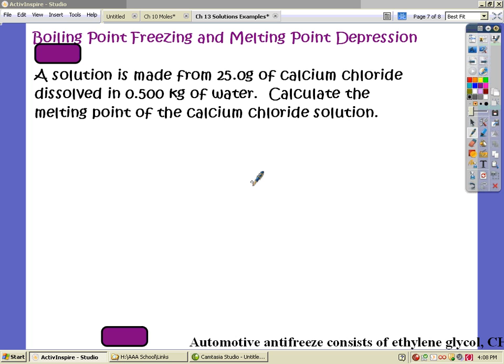Okay, let's try another one. In this example, we're looking at one that has calcium chloride, which is an ionic substance, and so we're going to need to take into account that Van Hoff factor. So this time we're working on melting points or freezing points, and if I want to solve for how much it changes, I'm going to use my formula. Delta TF is equal to the Van Hoff factor times molality times our molal freezing point depression constant.